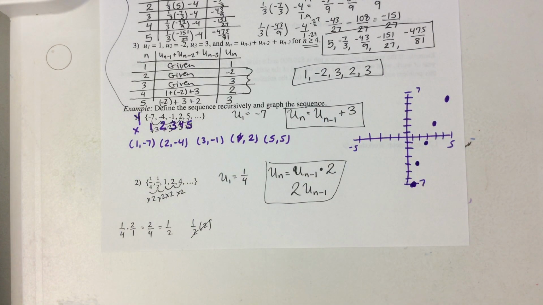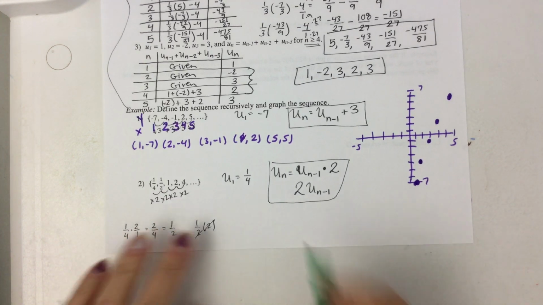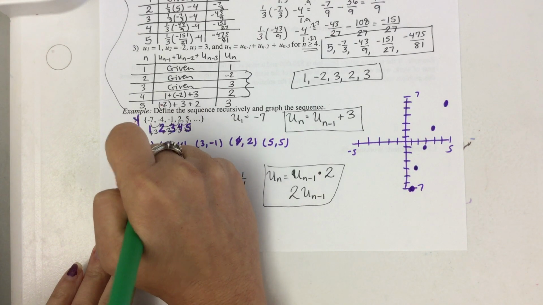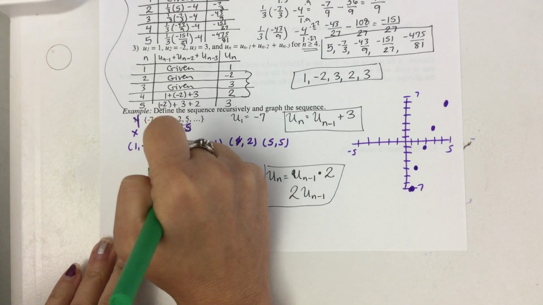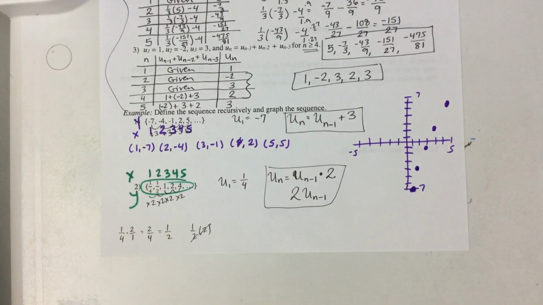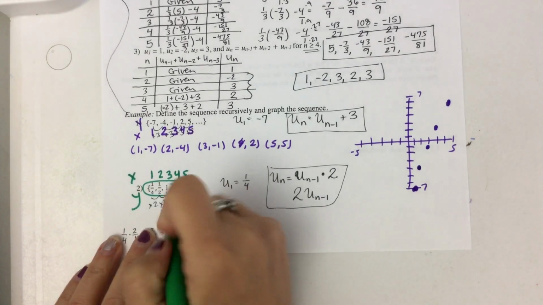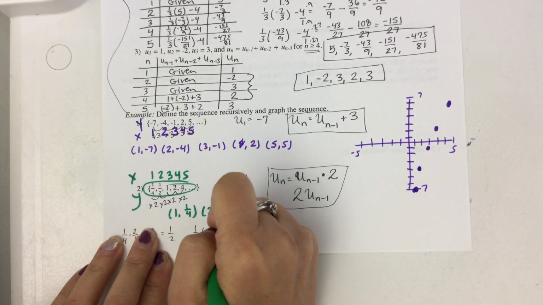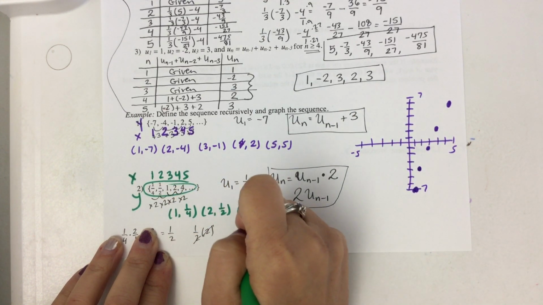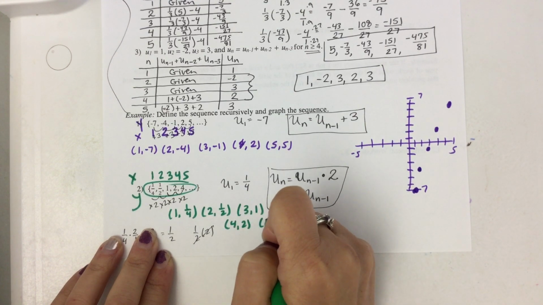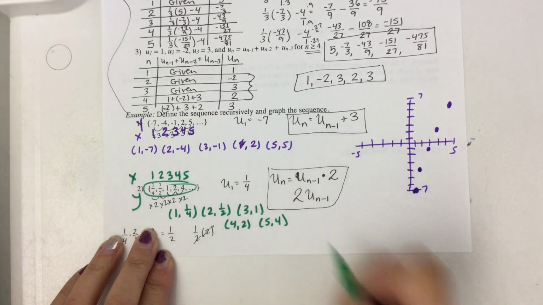Now what we have to do is go ahead and graph it. My ordered pairs, remember it's what term? So that's a 1, 2, 3, 4, 5. That's what the x is. The y's come from the value of the term itself. The first term is 1/4. The second term is 1/2. The third term is 1. The fourth term is 2. The fifth term is 4.